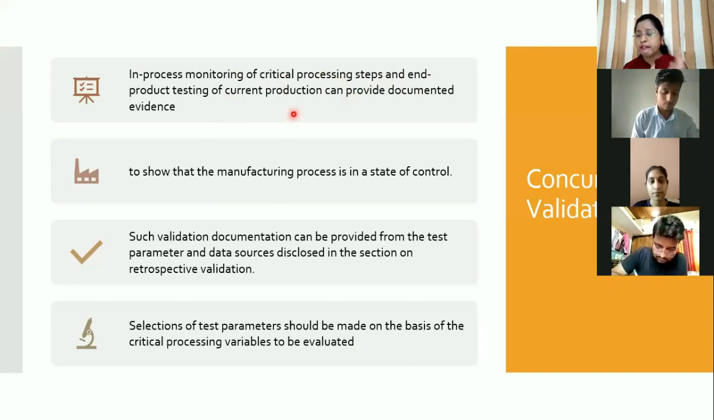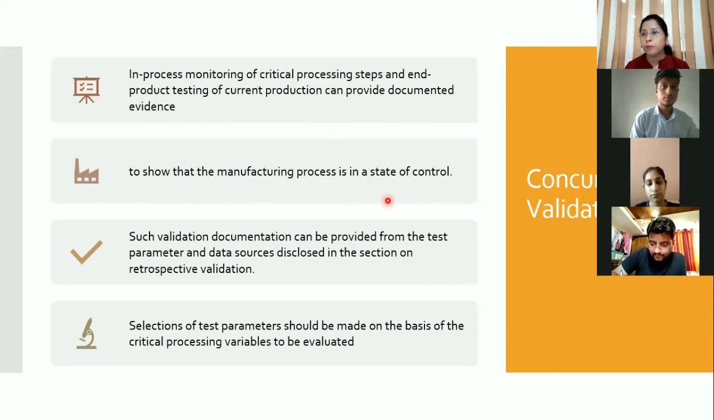Okay, so concurrent is for what? Concurrent is for the current product. It is for monitoring the in-process critical processing steps for the product. So remember one thing, whenever the word concurrent comes, it is for the current product. Fine. So this is in-process monitoring of critical processing steps and end product testing of current production, which can provide documented evidence. Validation is always associated with documented evidence. This provides the documented evidence to show the manufacturing process is in a state of control. Why do we need to go for concurrent validation?